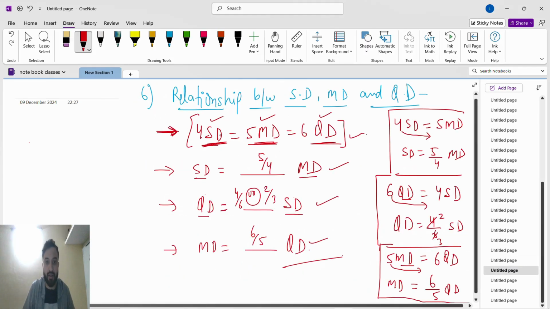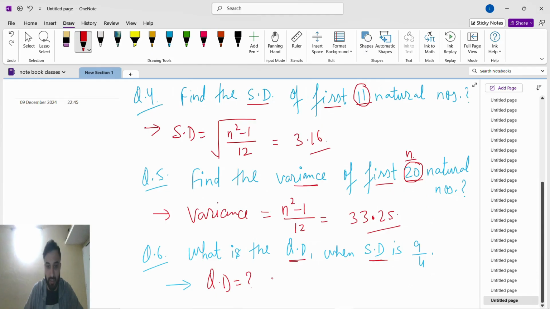It is 4 standard deviation is equal to 5 mean deviation is equal to 6 quartile deviation. So they are talking about quartile deviation and standard deviation. We will use this: 6 quartile deviation is equal to 4 standard deviation. So we have to find the quartile deviation, so we will send the 6 to this side. It will become 4/6 standard deviation, so 2/3 standard deviation. So quartile deviation is 2/3 standard deviation.